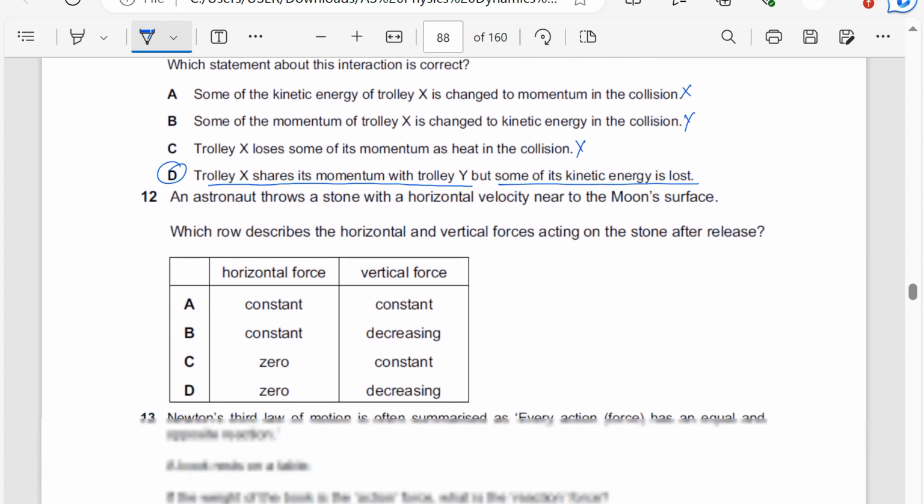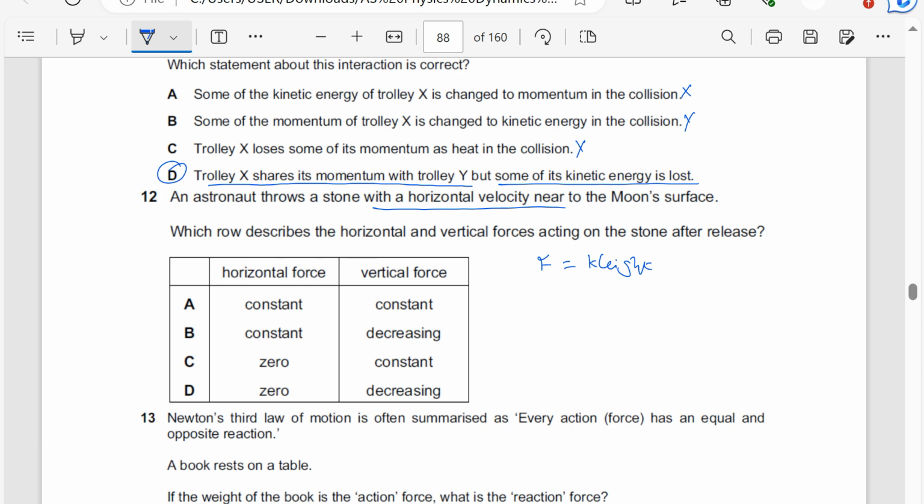An astronaut throws a stone with a horizontal velocity near to the moon's surface. Which law describes the horizontal and vertical forces acting on the stone after release? So if it is with a horizontal velocity near to the moon's surface, the only force acting here is going to be equal to the weight.